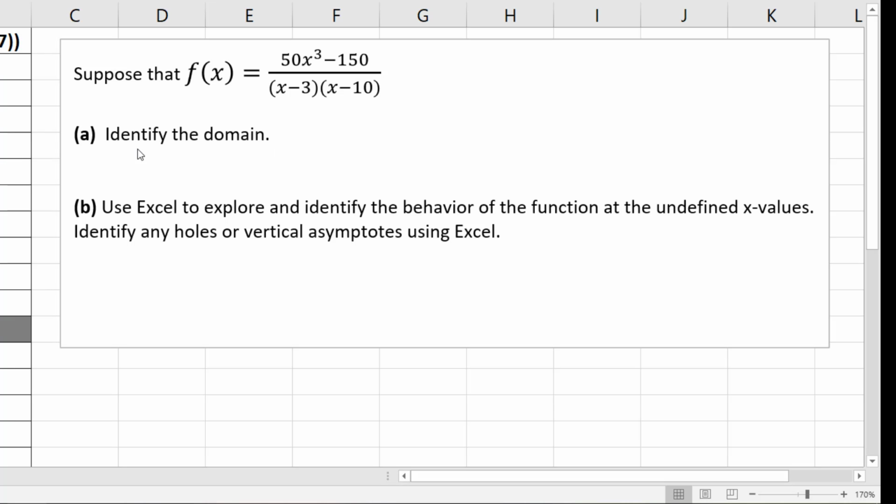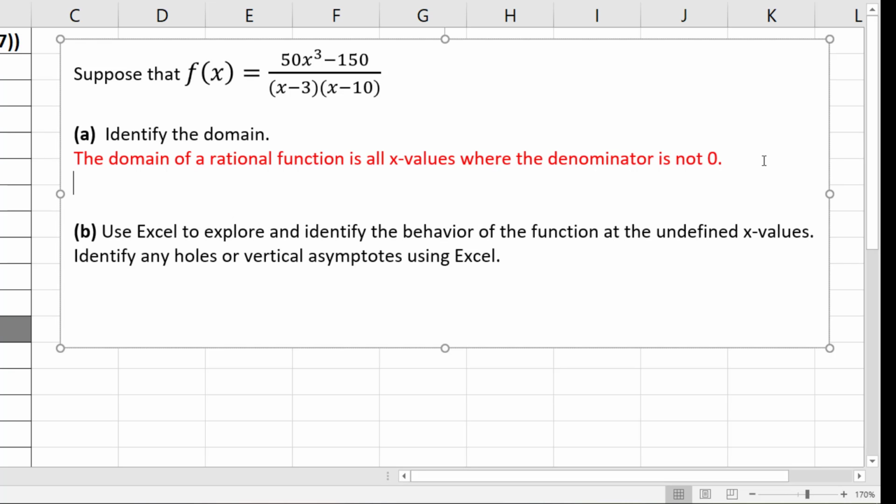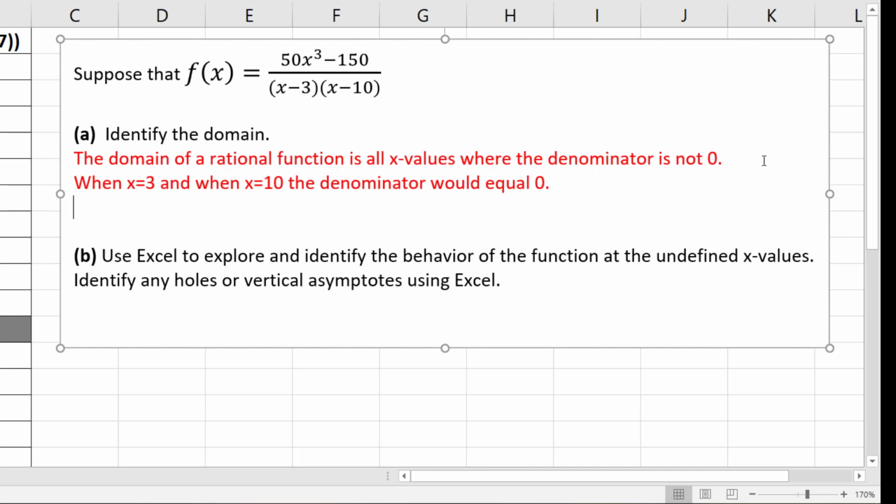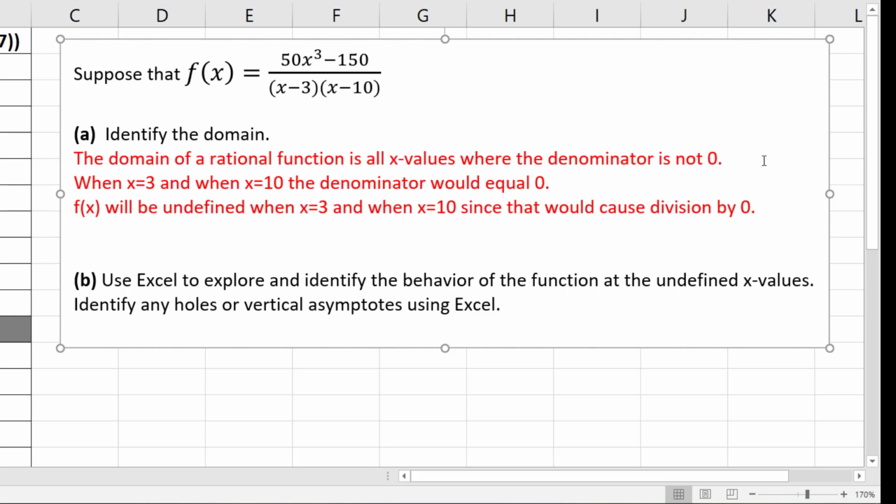Remember, the domain of a rational function is all the x values where the denominator is not 0. We can just clearly glance at it and see that when x is 3 or when x is 10, the denominator would equal 0. So that tells us that the function f of x would be undefined when x equals 3 and also undefined when x equals 10 because it would cause the function f of x to be dividing by 0. So that means the domain of f of x is all real numbers except x equals 3 and x equals 10.